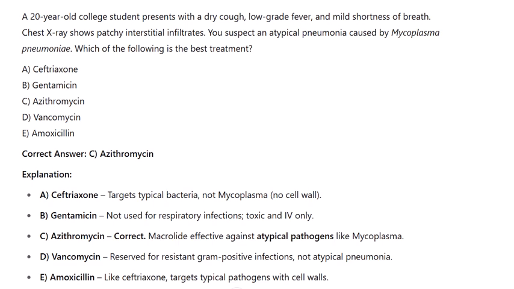A. Ceftriaxone targets typical bacteria, not Mycoplasma, which has no cell wall. B. Gentamicin is not used for respiratory infections; it is toxic and used only for other indications. C. Azithromycin, correct. A macrolide effective against atypical pathogens like Mycoplasma. D. Vancomycin is reserved for resistant gram-positive infections, not atypical pneumonia. E. Amoxicillin, like ceftriaxone, targets typical pathogens with cell walls.